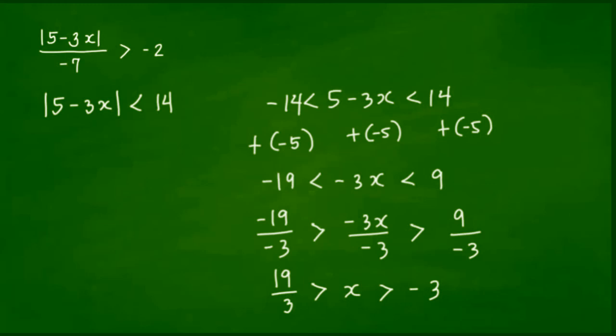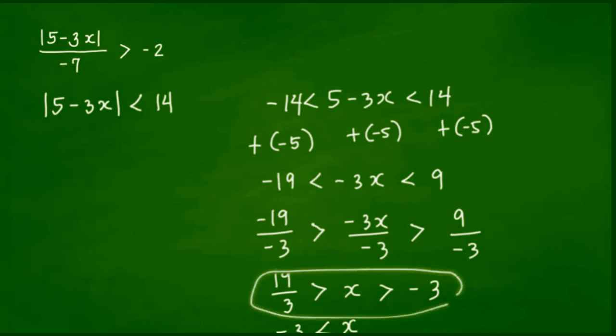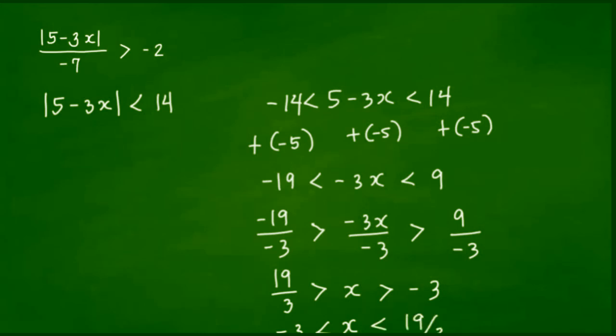But of course we can write this down as x greater than negative 3. If we read this from right to left, this means negative 3 is less than x, and then less than 19 over 3. Therefore our solution set is the open interval negative 3, 19 over 3.